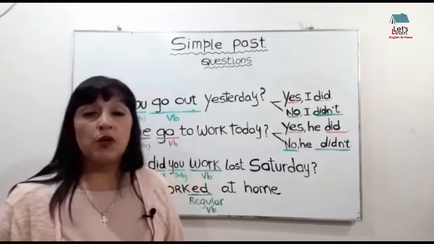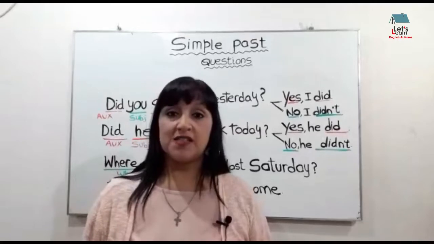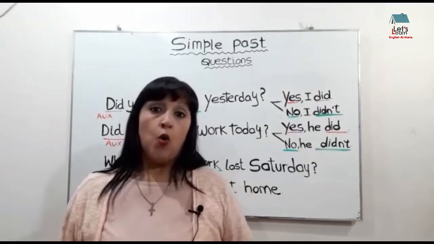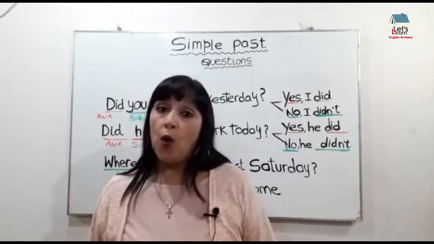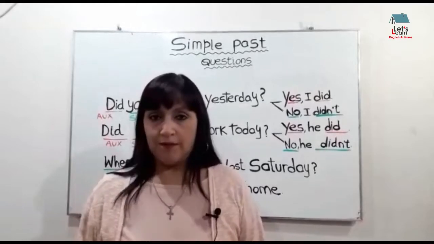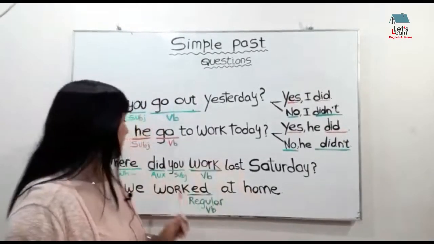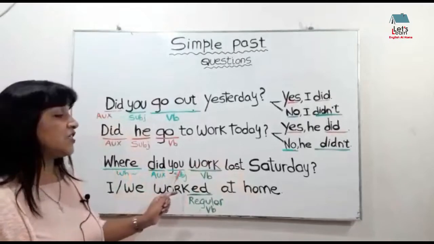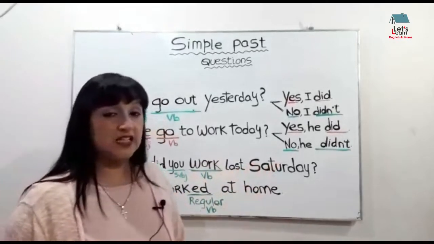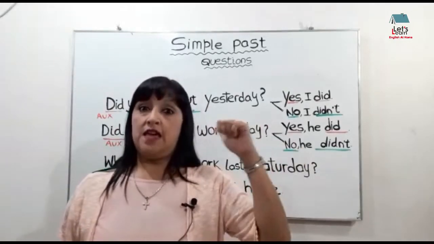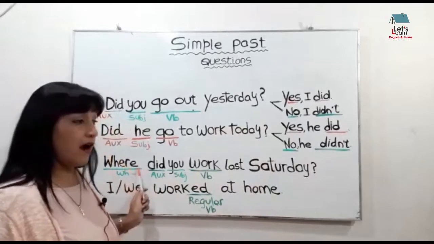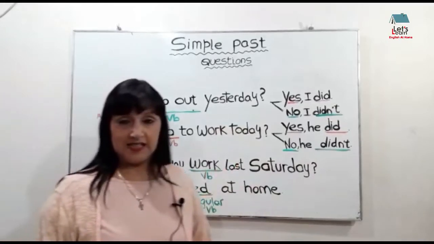What happens if we want to ask a question that is not to answer yes or no? We can ask with question words. Remember? Where for a place, when for a moment, who for a person, and so on. Let's have a look at this example. Where did you work last Saturday? Last Saturday, it's my time reference, is in the past, finished. Okay? So, where did you work last Saturday?